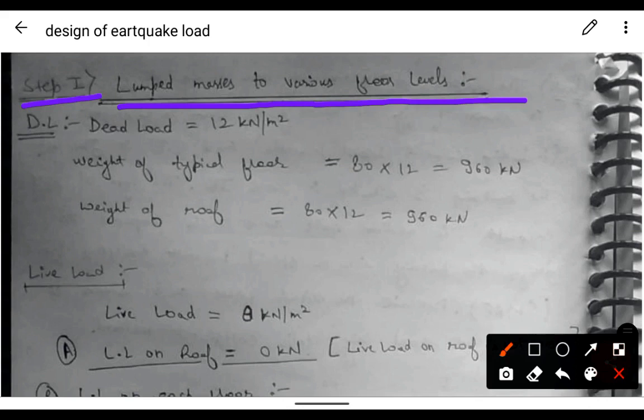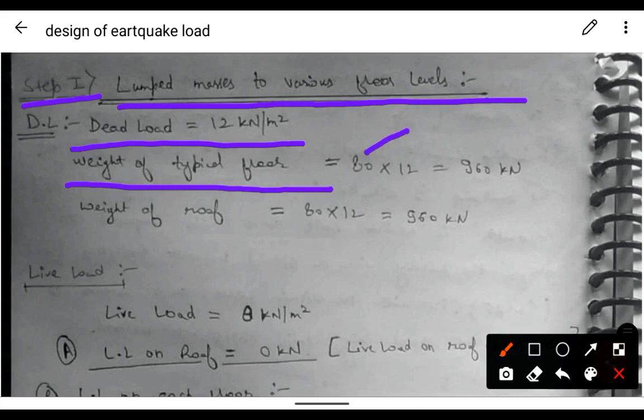As per the question given to us, the dead load is given at every floor. At each floor the dead load is 12 kilonewton per meter square. This is the intensity of dead load which is given to us for each floor level. Now the weight of a typical floor, if we are going to talk about a particular floor, how are we going to find that?